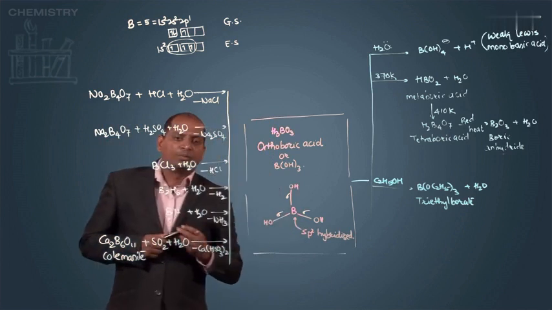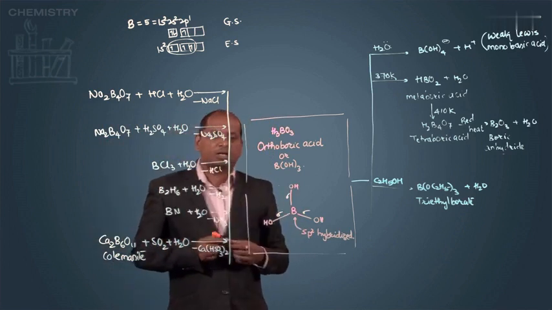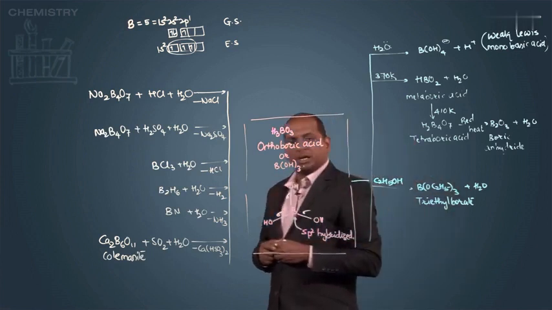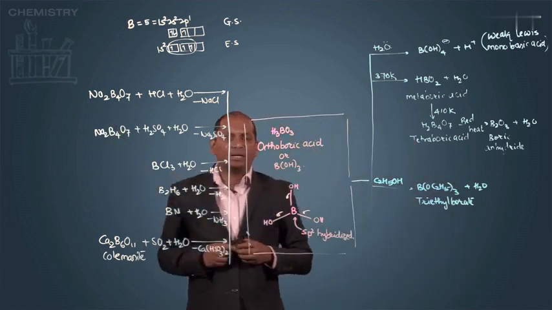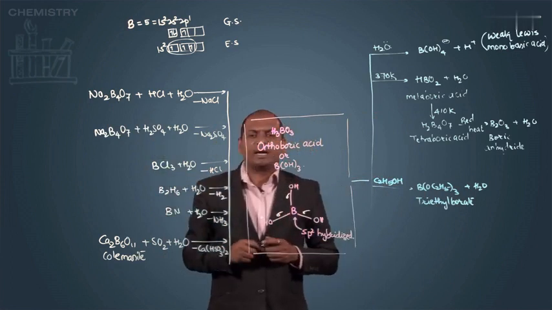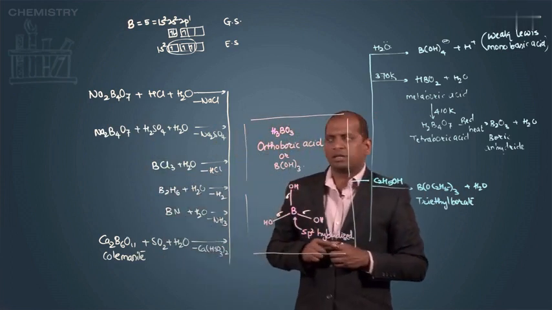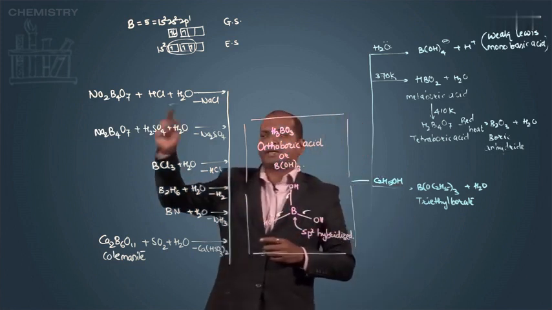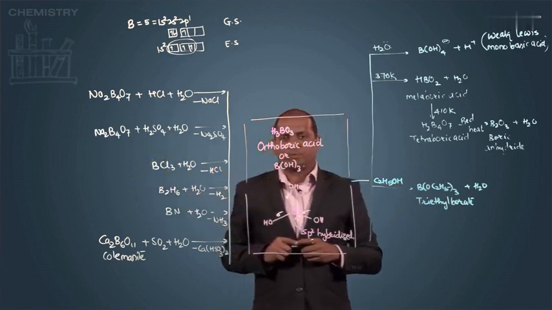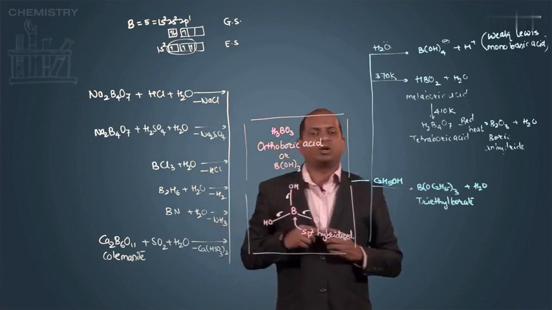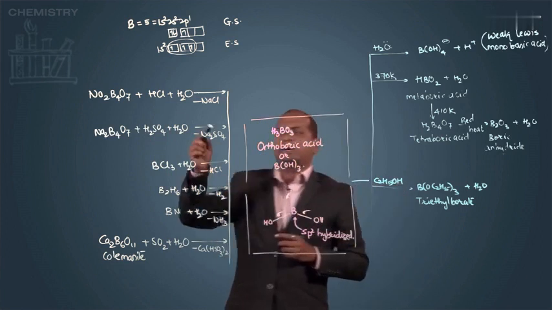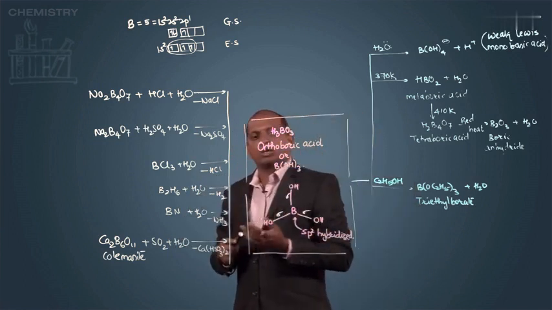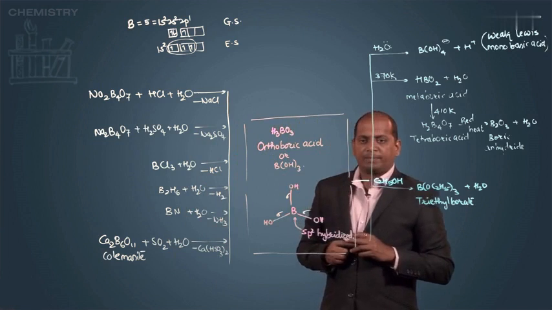Now, how will you prepare boric acid? There are various methods for the preparation of boric acid. The first method is from borax. Borax is hydrolyzed in acidic condition and gives you orthoboric acid. It may be HCl, it may be H2SO4. In both cases, we are getting orthoboric acid. The byproducts are NaCl and Na2SO4, which are actually more soluble than orthoboric acid.